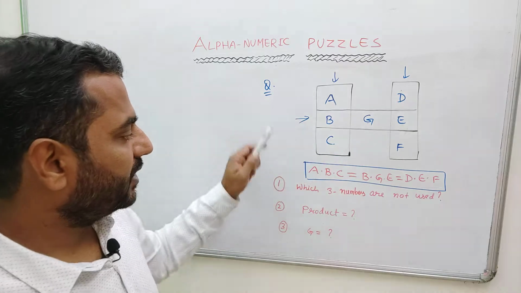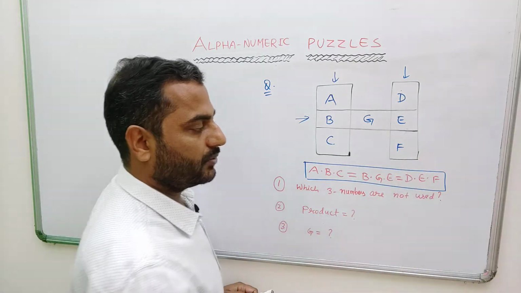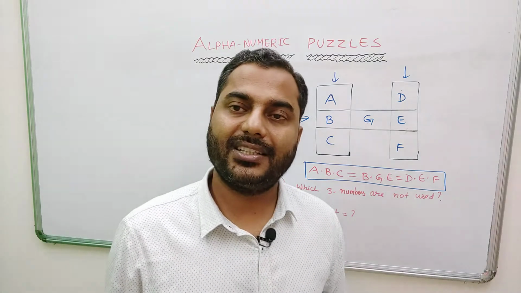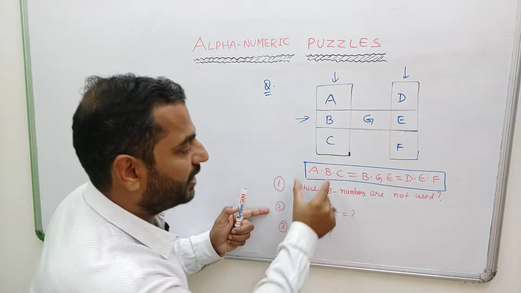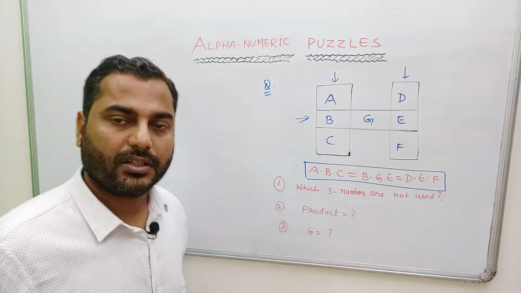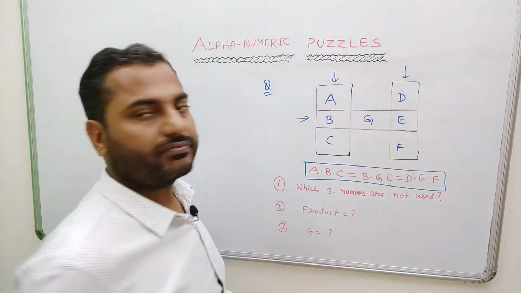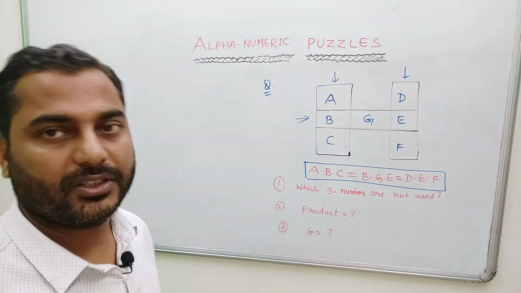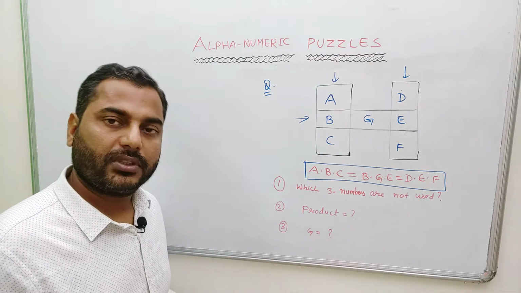On the basis of this we have 3 questions. First question is, which 3 numbers are not used? So which 3 digits are not used in this particular example? The second is, what is the value of this product, the product which is constant? And the third question is, what is the value of G? What number will come in place of G? Now you can pause this video and solve this question yourself.